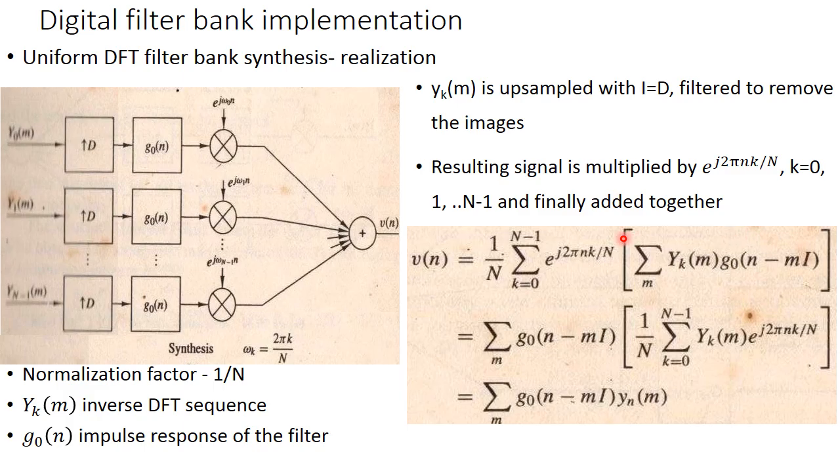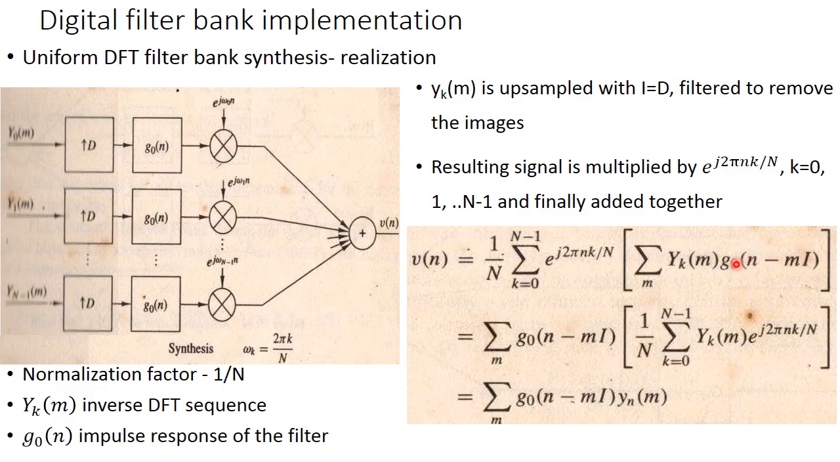So you know that the inverse DFT process will have a certain normalization factor 1 by N, and then the summation k is equal to 0 to N minus 1, and we have e raised to j 2 pi nk by N over here, and then the input signal Yk of m and filter function g naught of n minus mI. Since it is the interpolation process, it is g naught of n minus mI.